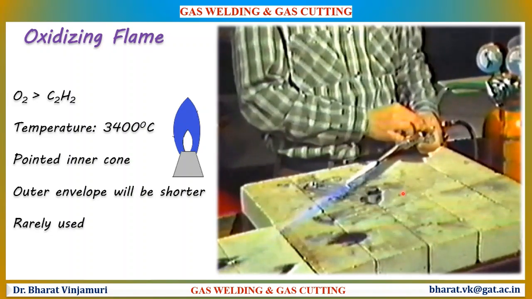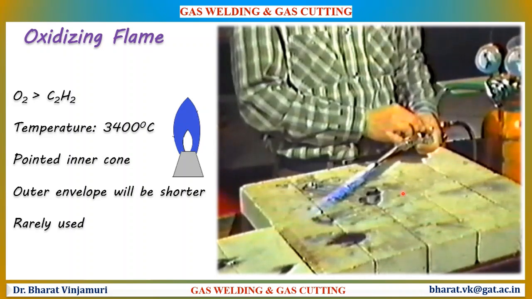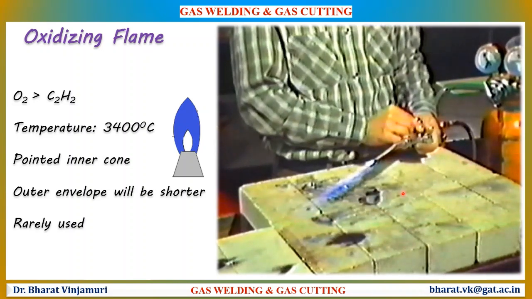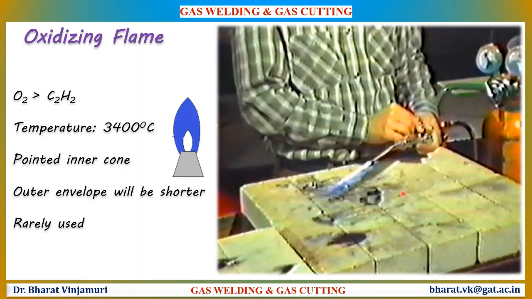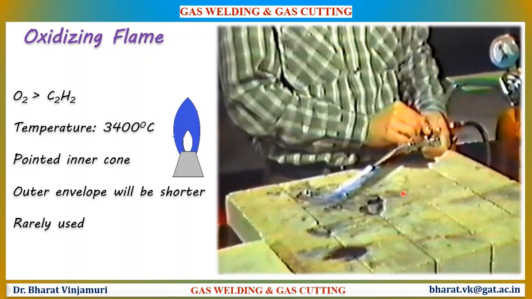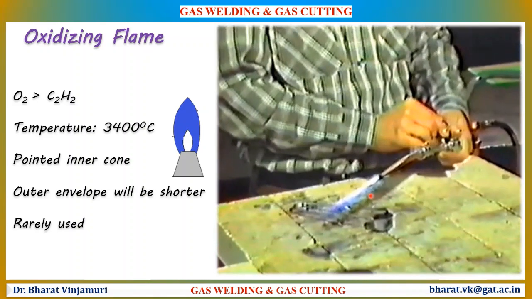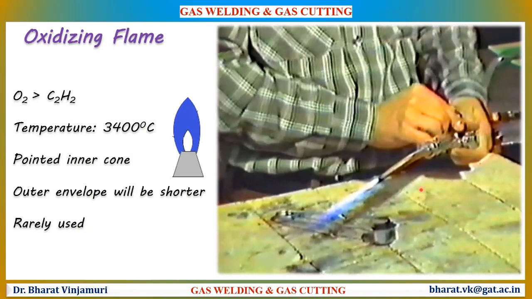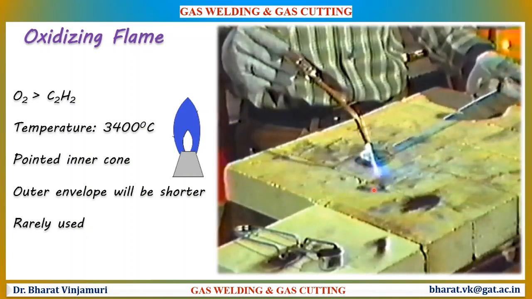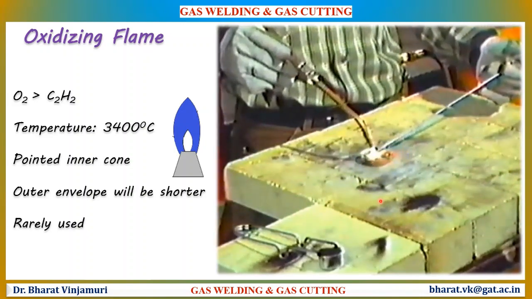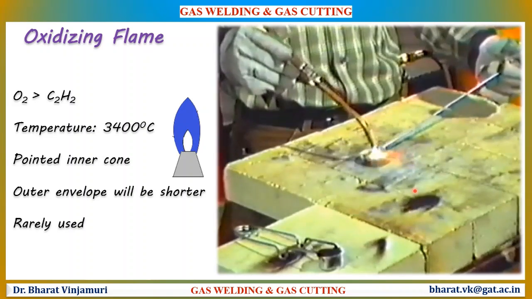Later, slowly increase the quantity of oxygen so that the inner cone of the flame becomes much sharper and smaller than the neutral flame. At this point, there will be a hissing sound indicating the presence of oxidizing flame. The oxidizing flame is the least used compared to the 3 types of welding due to its oxide formations.